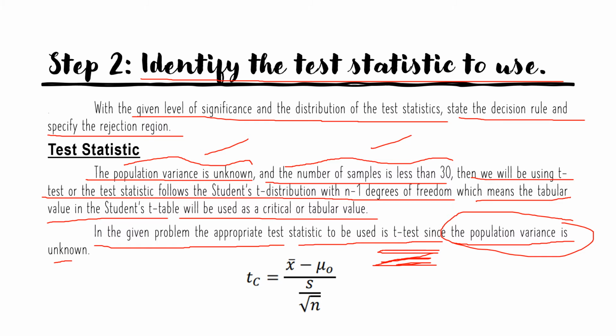And if your n or your sample size is less than 30, because we always apply your t-test in a small sample size because the distribution is normal. Then now, your computed t value, where x-bar is your sample mean, mu sub 0 is your hypothesized population mean, s is your sample standard deviation and n is your sample size. So let's move forward with the decision that we can get from this test statistic.